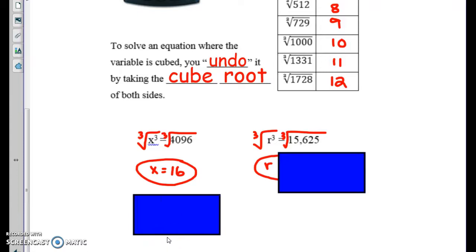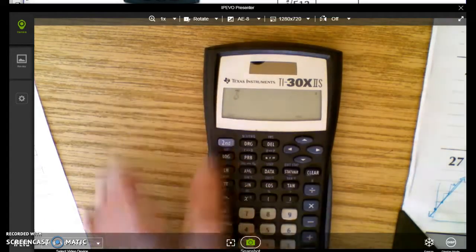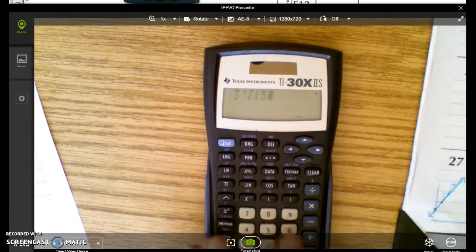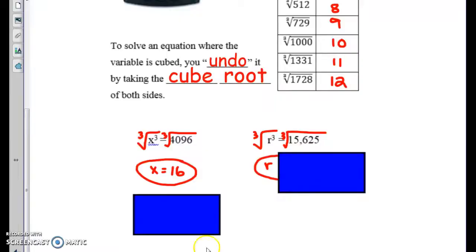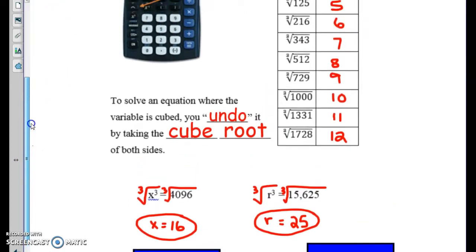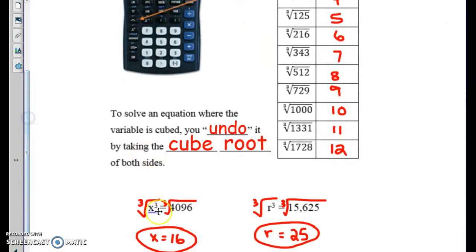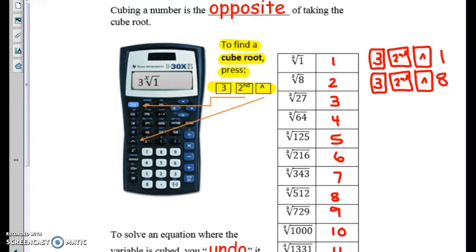So we have that. And then on the other side, we are doing a very large cubed root, 15,625, second caret, and then 625, I think it was. So 15,625 gave us 25, and we are correct. So ladies and gentlemen, if you have to solve an equation with a cubed root in it, with a cubed or something raised to the third power, you now know about cubed roots.